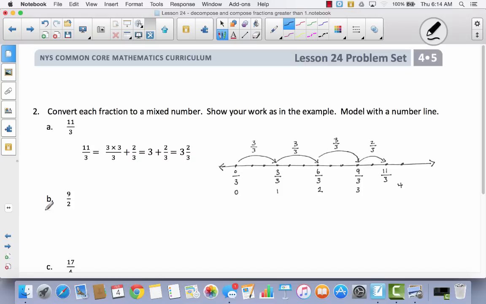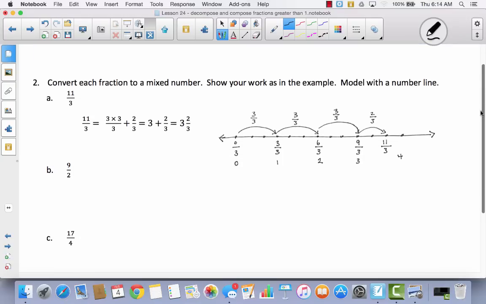All right, so let's take a look at our directions for number 2. They have changed a little bit. This time it says convert each fraction to a mixed number. Show your work as in the example, model with the number line. So let's look at the example and how it's different this time. Okay, so this time they have 11 thirds, which is the same as 3 times 3 thirds plus 2 thirds.